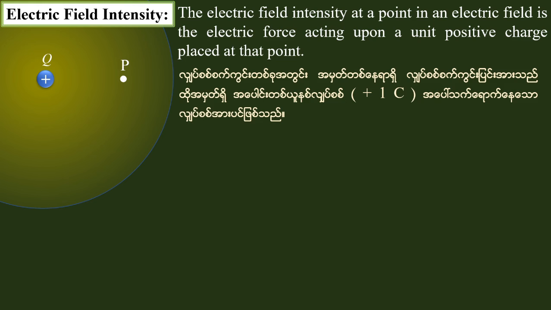Plus one coulomb is placed at the point. The source charge is positive, and the small test charge is also positive, so they are like charges and there will be a repulsive force between them.